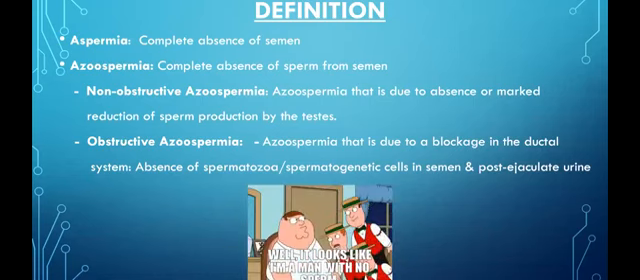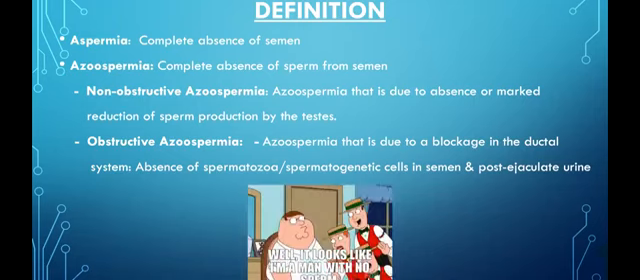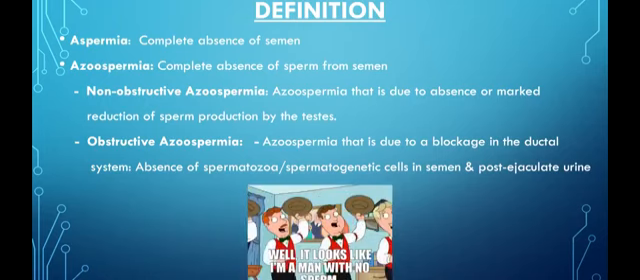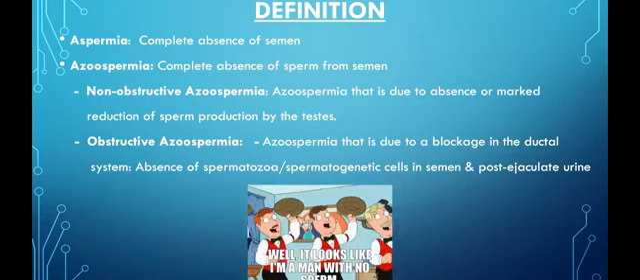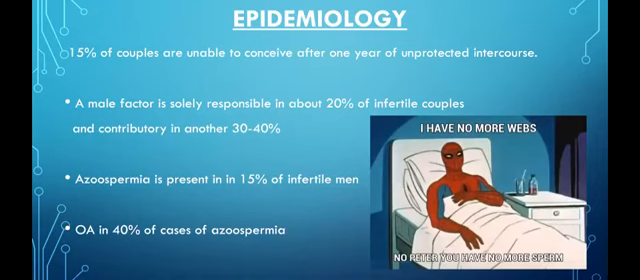So in terms of quick definitions, aspermia is the complete absence of semen, azoospermia is the complete absence of sperm from semen, and oligospermia is less than 10 million sperm per mil. We break the classification down into non-obstructive azoospermia and obstructive azoospermia. Non-obstructive azoospermia is due to the absence or marked reduction of sperm production by the testes, whereas obstructive azoospermia is due to blockage in the ductal system. So there will be absence of spermatozoa or spermatogenic cells in semen as well as in post-ejaculate urine, which is important when we get to the workup.